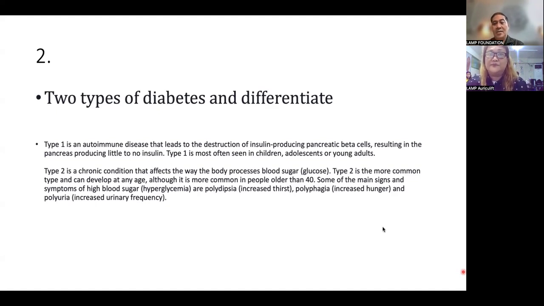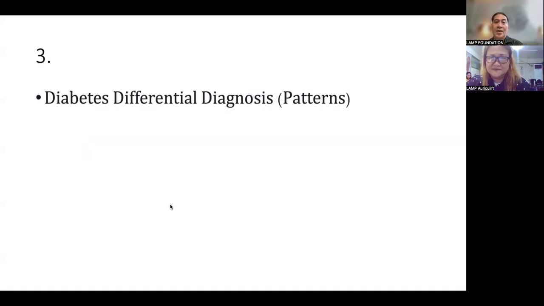So, ibig sabihin, we already have destruction of the so-called beta cells that produce insulin. So that's what makes it type 1. And type 2 can happen at any age, can be diagnosed at any age. Okay? Yes, Doc. Now, can you tell us the different patterns in TCM for diabetes?